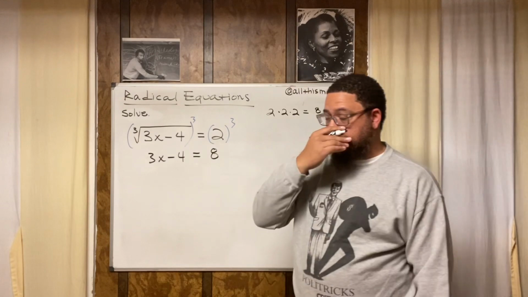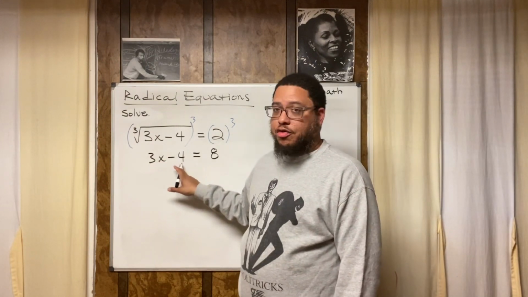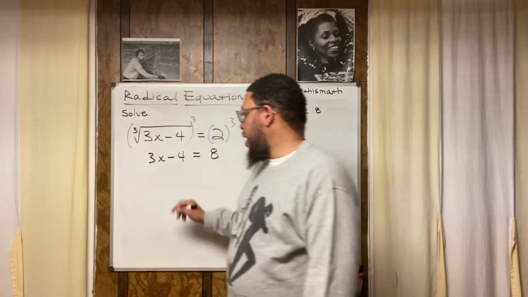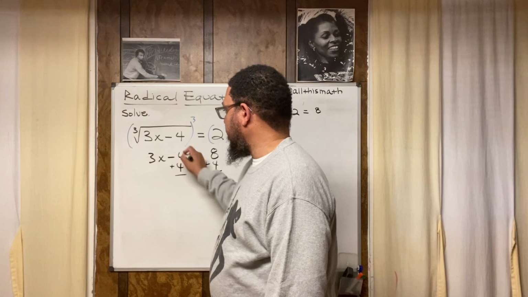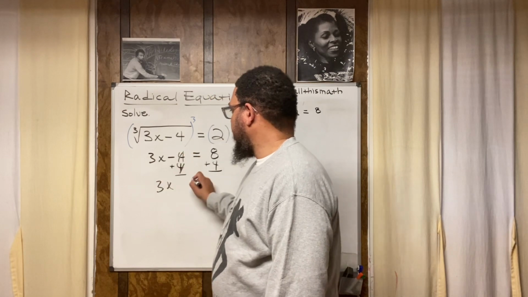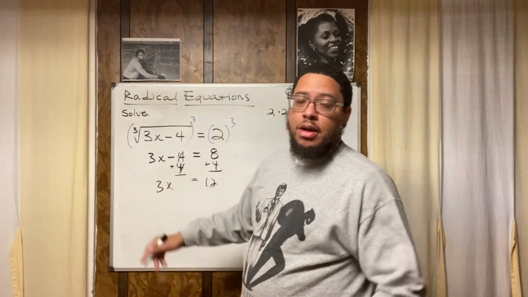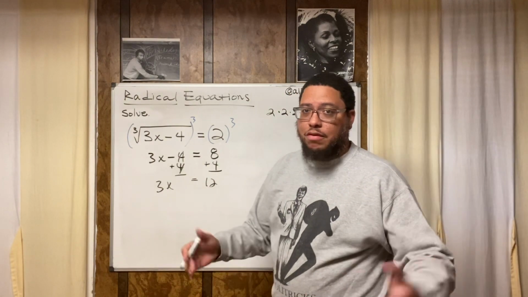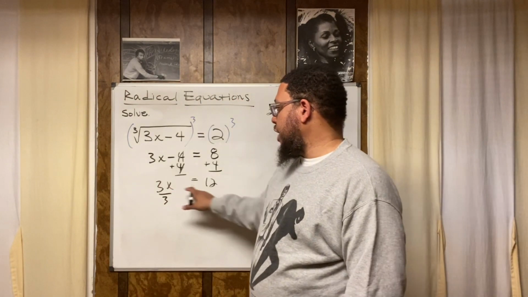Now I'm going to solve for x. It's a two-step linear equation. Get rid of the negative 4, get rid of the 3, and we're done. So I'm going to do plus 4 on the left, plus 4 on the right, because you do the opposite to get rid of stuff. So 3x equals 12, since 8 plus 4 is 12. And then I've got to get rid of the 3. So I'm doing the opposite of multiplication, which is division. I'm going to divide this by 3. Again, balance. Do it on the left, do it on the right.